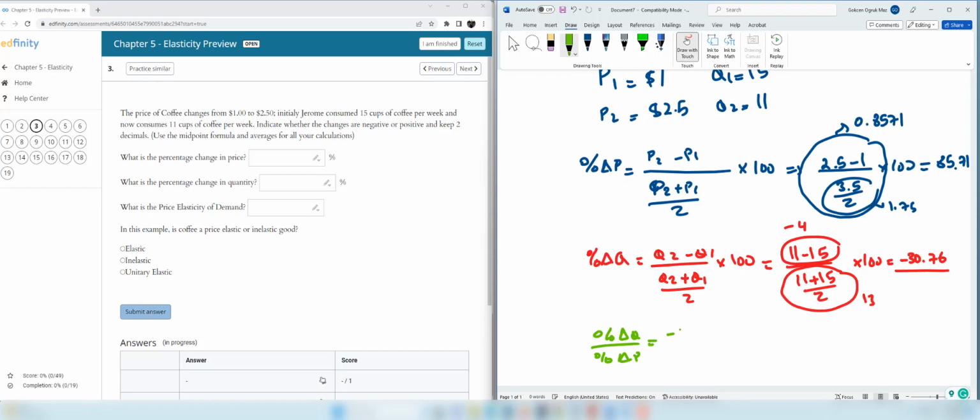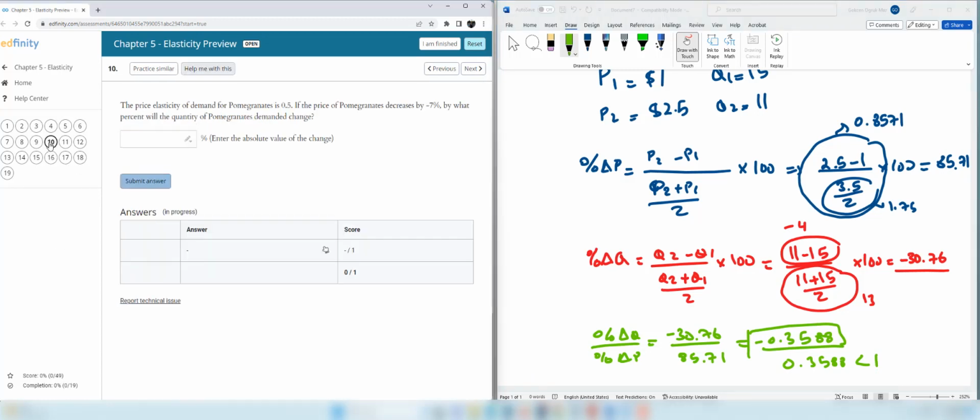Percentage change in quantity is negative 30.76 divided by 85.71, which is equal to negative 0.3588. So since we focus on the absolute value of this number, this is 0.3588, which is less than 1. Less than 1 means the product is inelastic. So the right answer is inelastic.